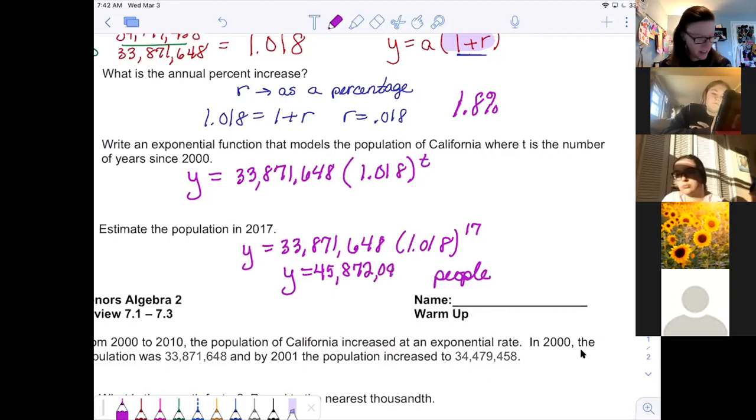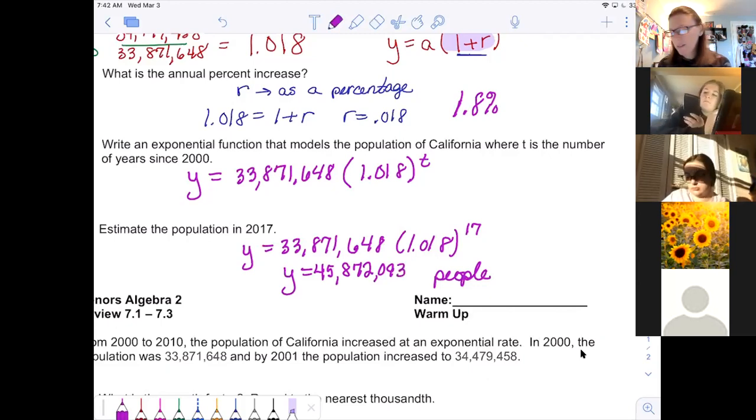45,872,092. Nice job. Is there anything after the 92? Yeah, there's a bunch of decimals. Okay, is the decimal bigger than 5? Yeah, it's 7. 7? All right, so let's make that 92 bump up to 93.